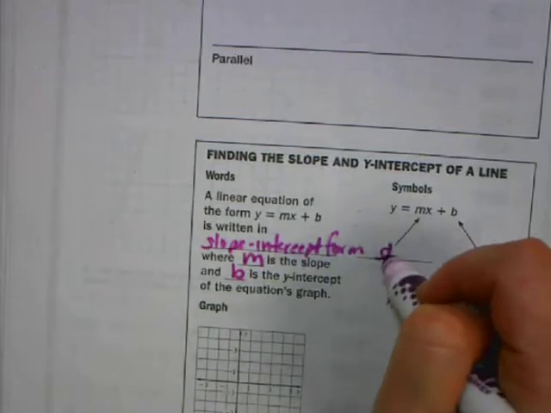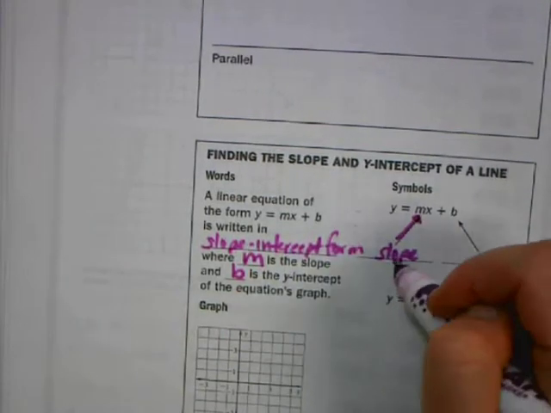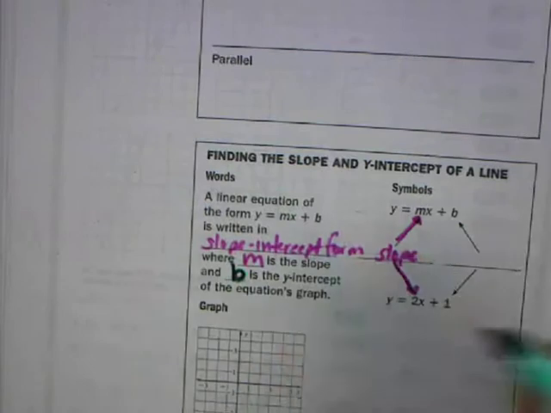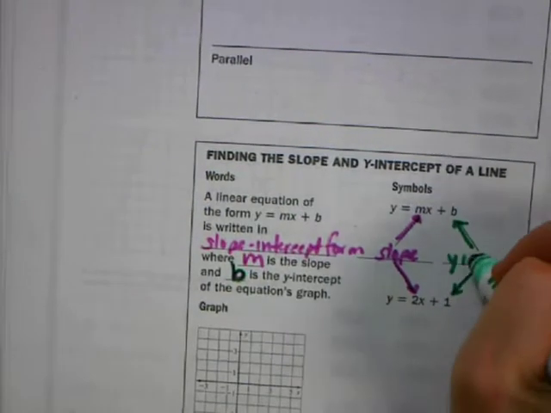So we're going to just write on the line here slope because it's pointing to the m in this equation, and that means it's pointing to the 2 in this equation. And then the b is the y-intercept, and it's pointing to the b and the 1, the y-intercept.